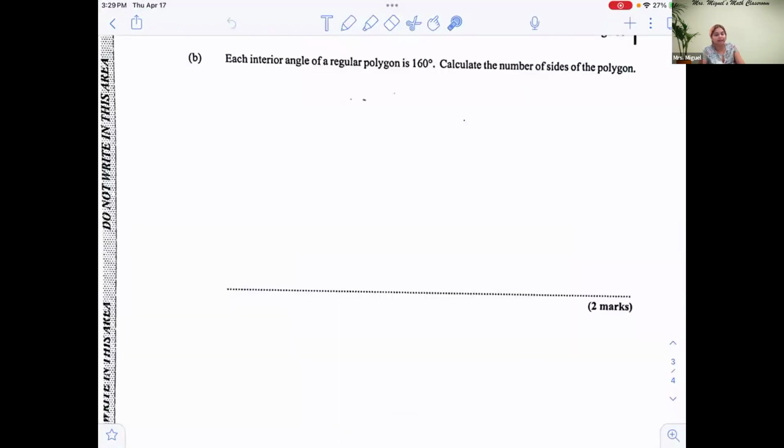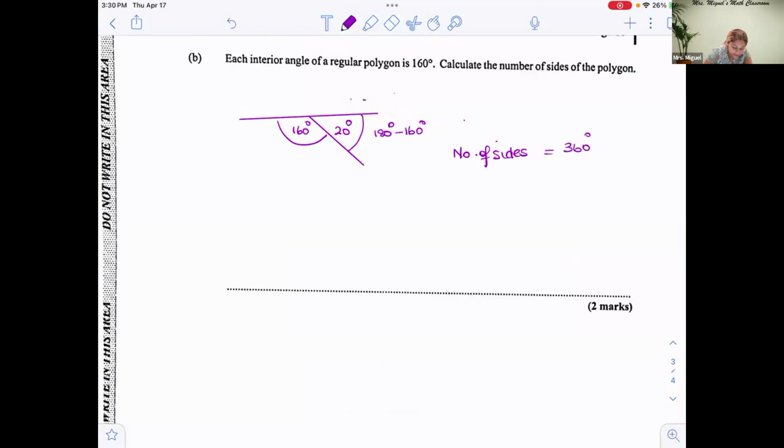Each interior angle of a regular polygon is 160. So if we have a regular polygon and the interior angle is 160 degrees, then the exterior angle would be 180 minus 160. 180 minus 160 is 20 degrees. So the number of sides will be 360 degrees divided by 20 degrees.